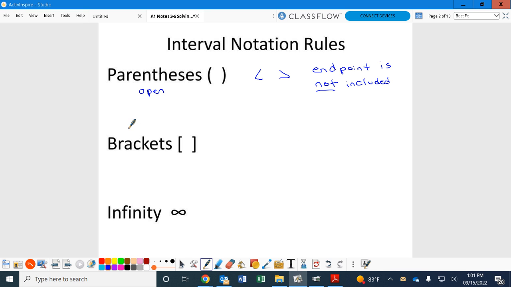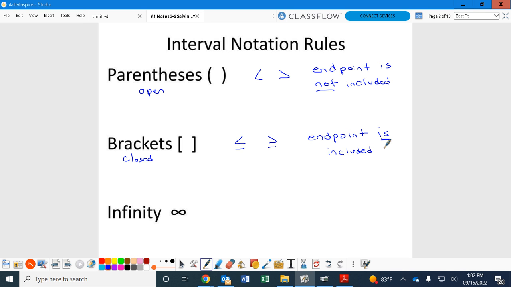From there, brackets. Brackets are only used when you have closed dots. Closed dots mean you're going to be using the symbols less than or equal to, greater than or equal to. And that means that your endpoint is included. Okay. Your endpoint is going to be included.